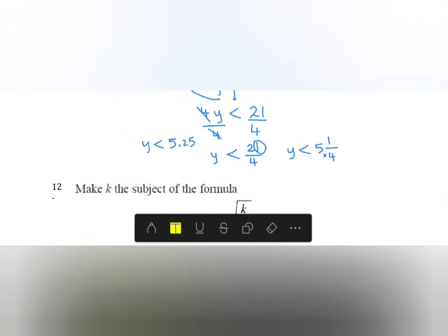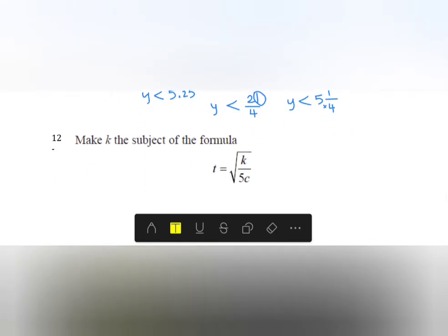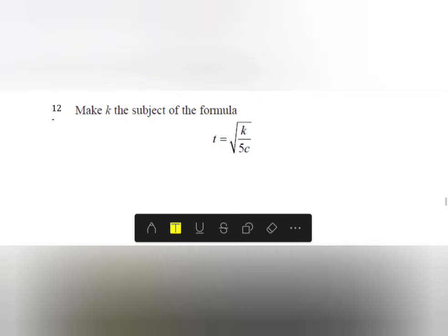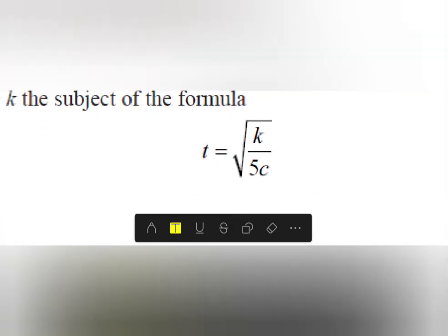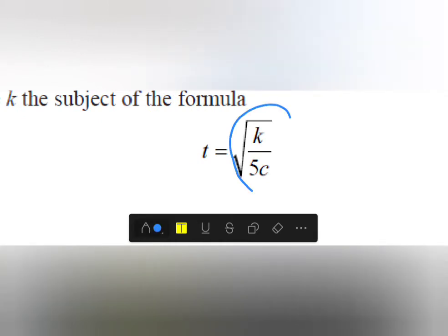Question 12. Make k the subject of the formula. Now, as you can see in this formula here, we have t equals square root of k divided by 5c. Now, we said before that what? We said that if the square root is covering all the fraction, like this, you can see it covering all the fraction. It means that you can't take the denominator there until you remove the root.